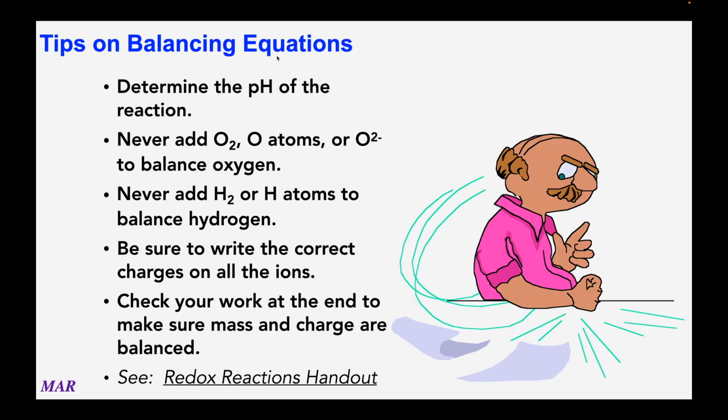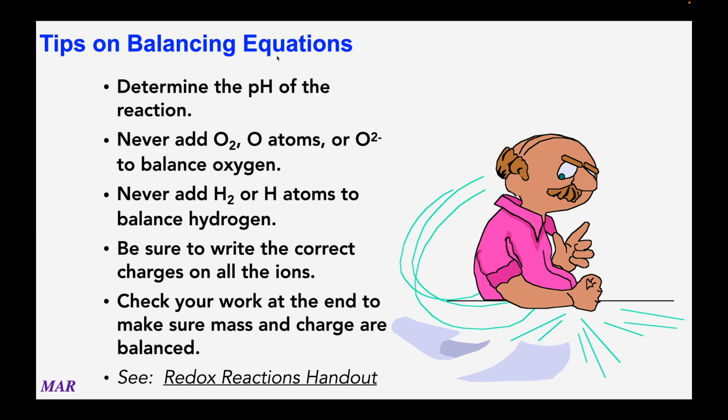Okay, so here's some tips for balancing redox reactions. First of all, you've got to know the pH. If pH is less than 7, you can have H plus in water. If pH is greater than 7, you can have hydroxide in water. So you've got to know what pH it is to make sure that's going to happen. Acidic pH is H plus in water, basic pH is hydroxide in water.